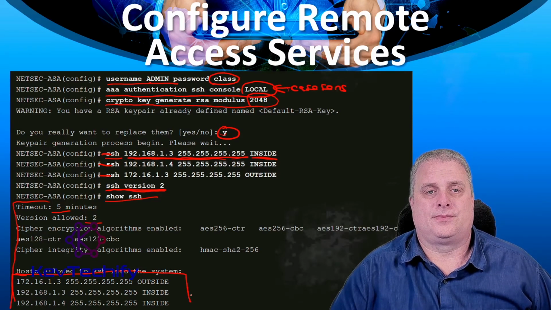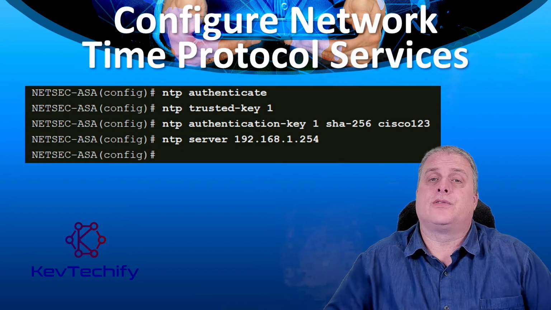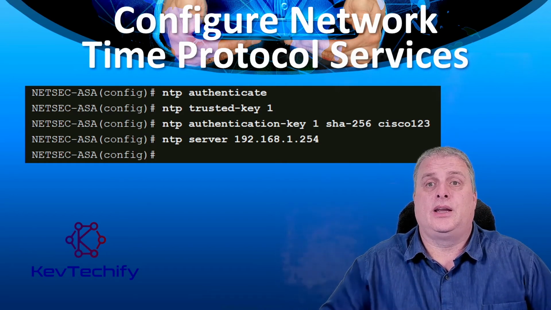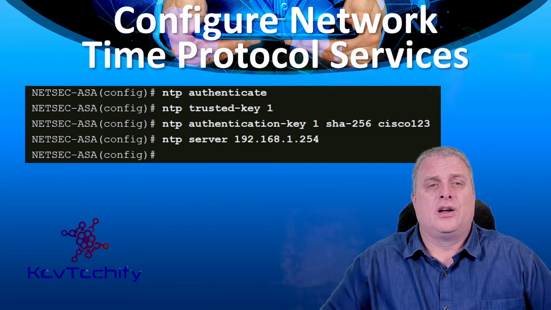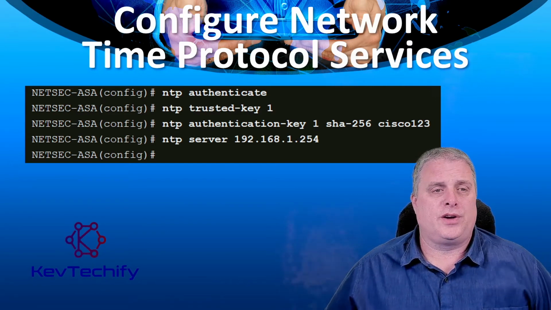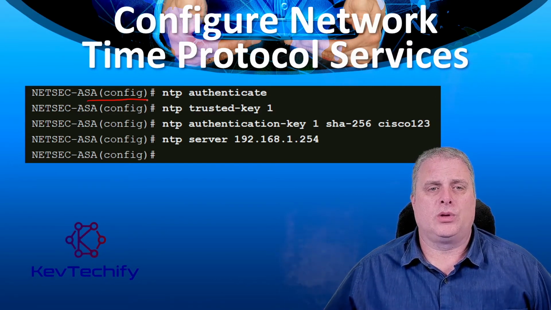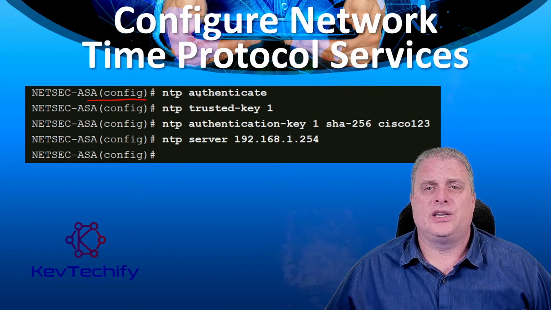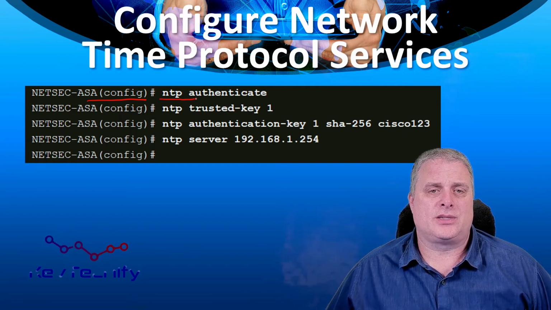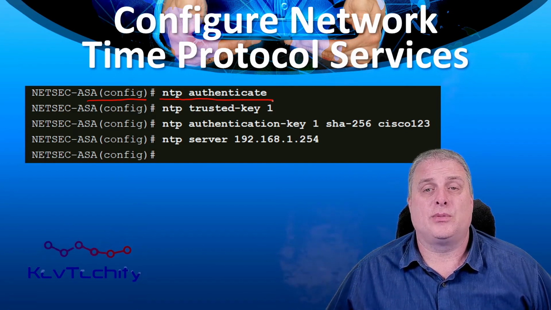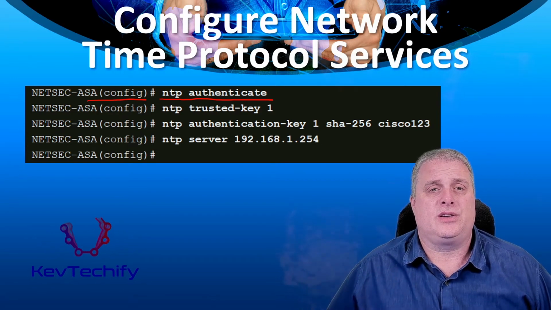Network Time Protocol services can be enabled on an ASA to obtain the date and time from an NTP server. First thing you need to do from global configuration mode, so once again, we are in global configuration mode, is we need to enable authentication with an NTP server. So that command here is ntp authenticate. Once again, this enables authentication with an NTP server.